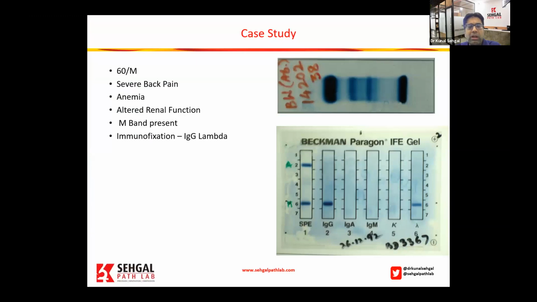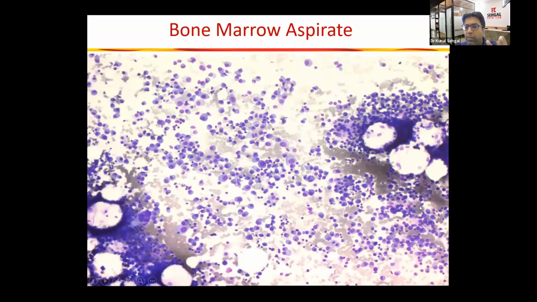Coming to the last case, this is a straightforward patient, a 60-year-old male, who came with severe back pain, anemia, abnormal renal functions, and all the CRAB features. An M band was done, and there was an IgG lambda. This is the IgG band. There's a lambda band, an immunofixation, classical M band. A marrow is done. This is just to show you a frank case of myeloma.